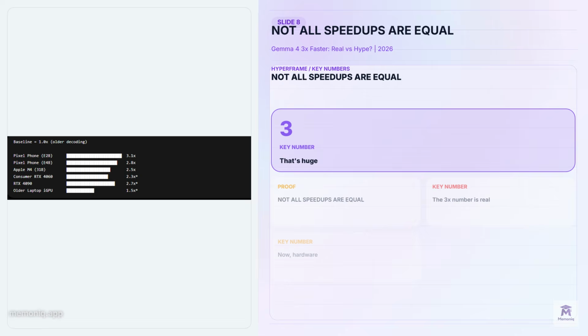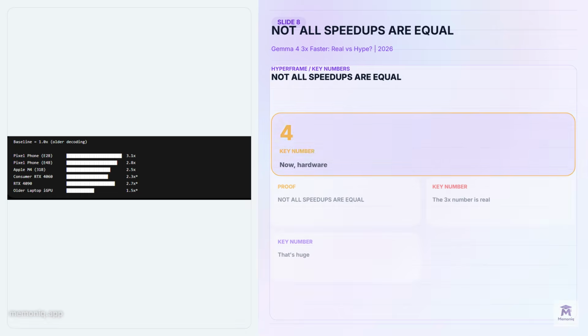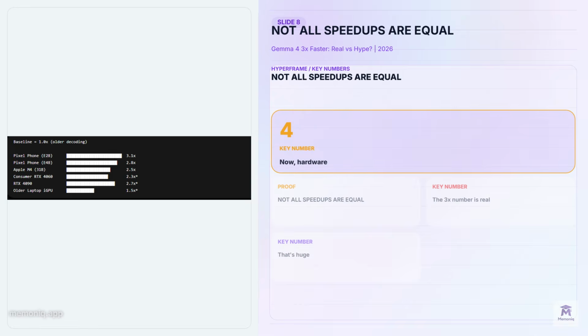Now hardware. NVIDIA GPUs with lots of RAM benefit the most because MTP needs extra memory for the drafter model. We're talking roughly 20% more RAM usage. So if you're already tight on a 12GB card, this might push you over the edge. Apple Silicon gets a solid boost, 2.5x on M4, but the unified memory architecture means the drafter and the target model compete for bandwidth. It's still a win, just not the full win.